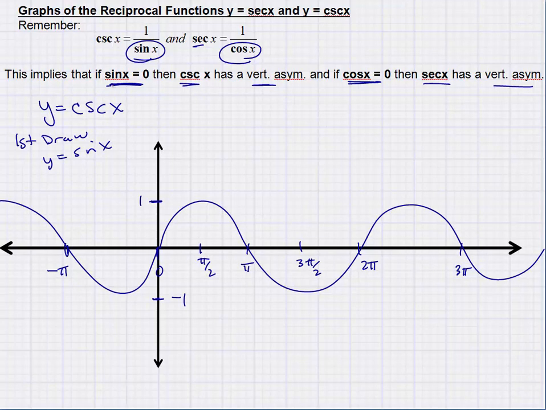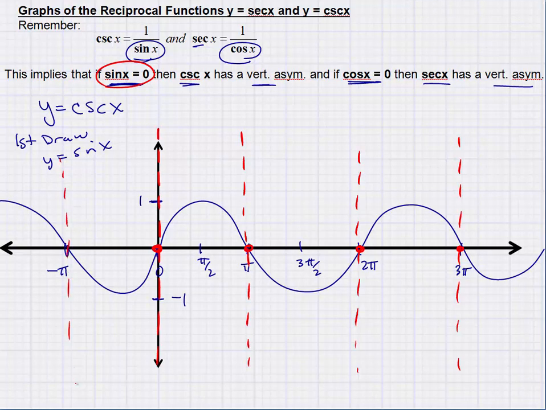Well, if a function's ever equal to 0, it has an x-intercept. So sine has an x-intercept here, here, here, here, etc. Those x-intercepts are going to be vertical asymptotes for the cosecant function, which matches up with what we already said in that the cosecant will be undefined at the whole number pi's. Alright, next what we want to do is then completely draw the cosecant graph. We have the vertical asymptotes for the cosecant graph. Now we're going to draw the cosecant graph. And let me put the graph together and then I'll explain why.